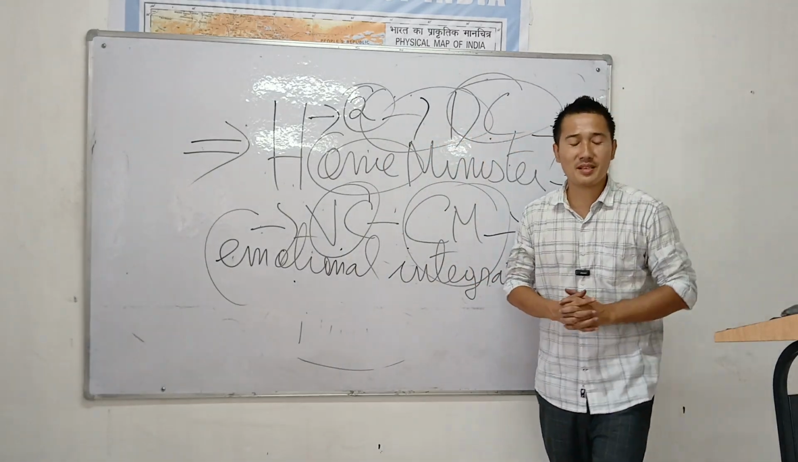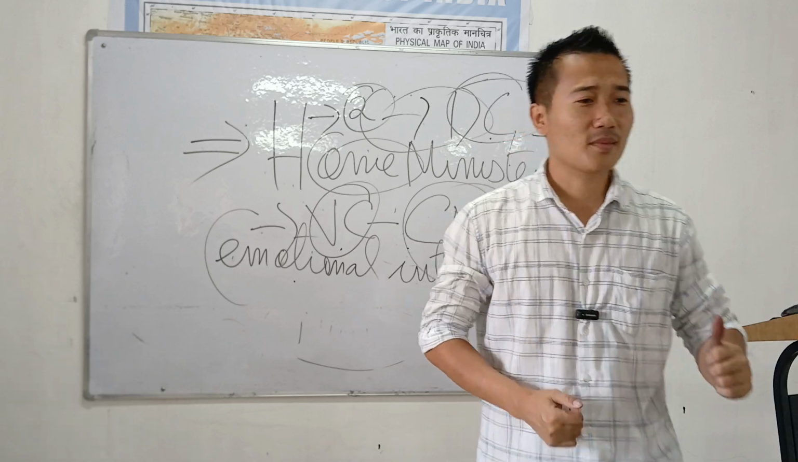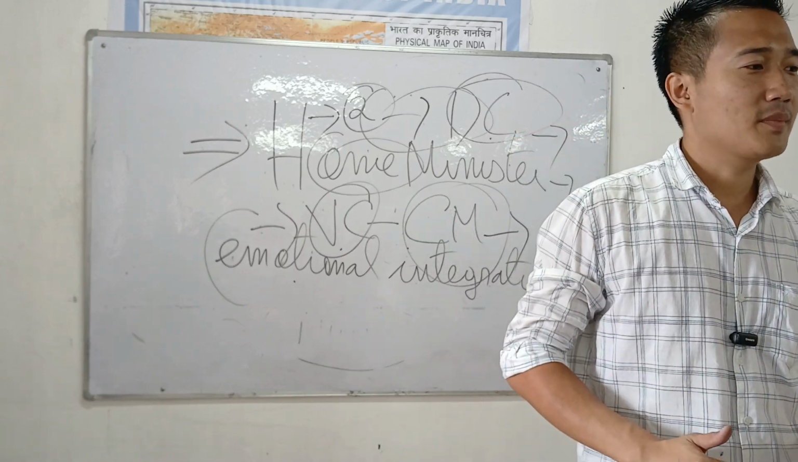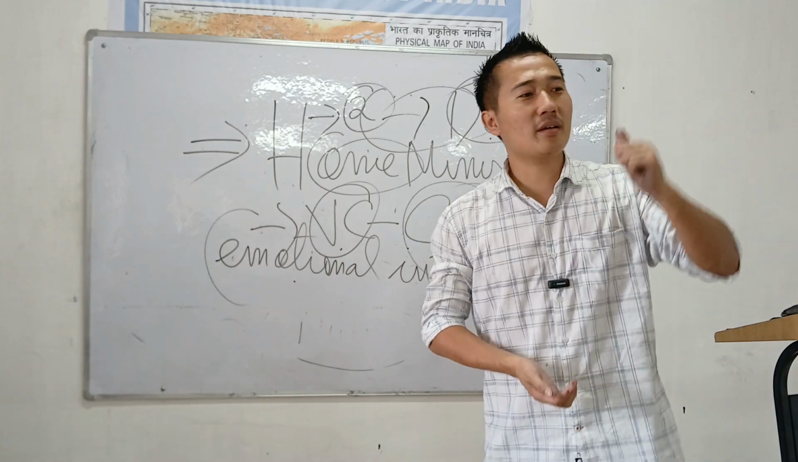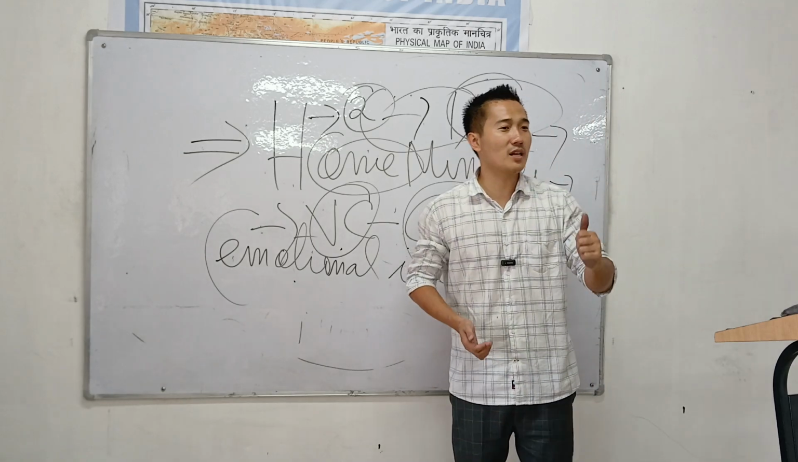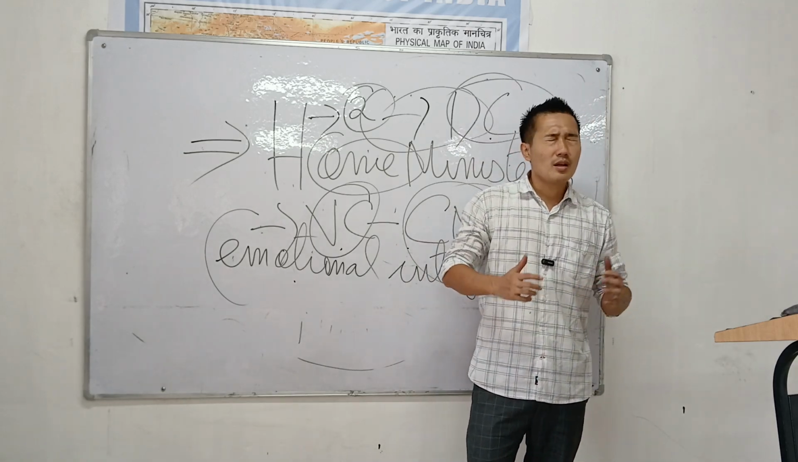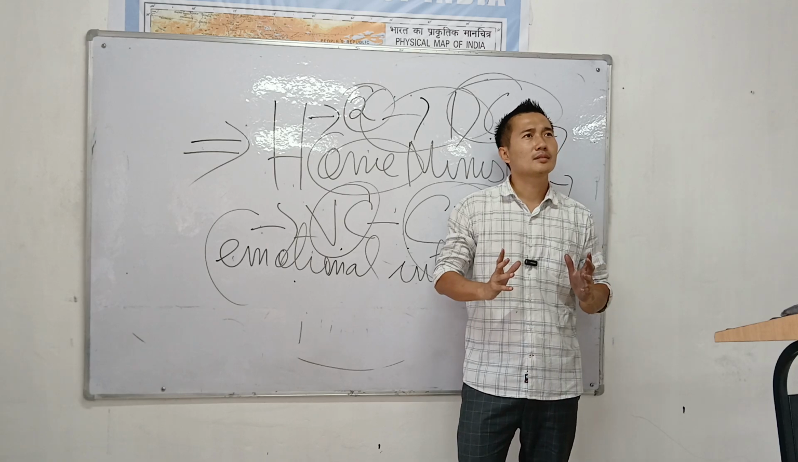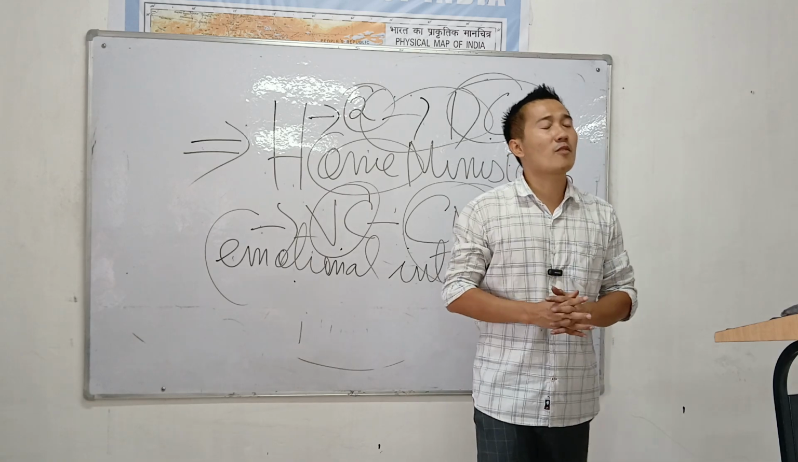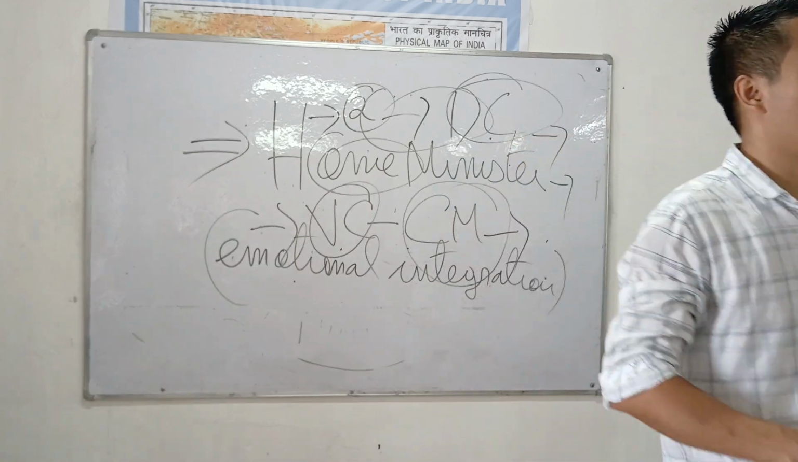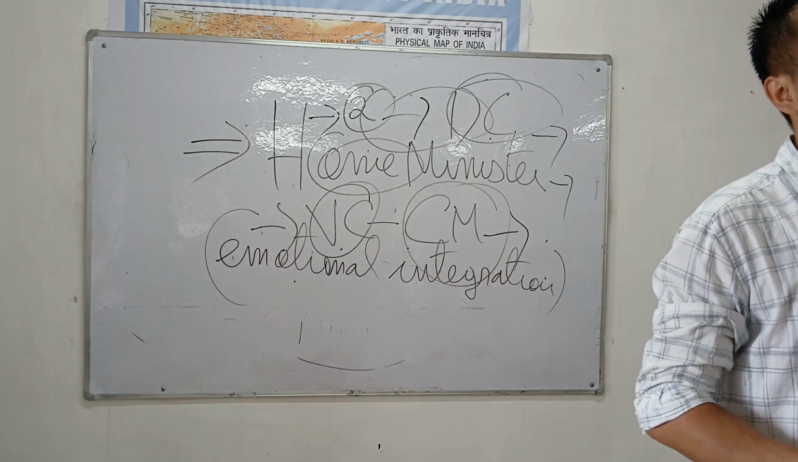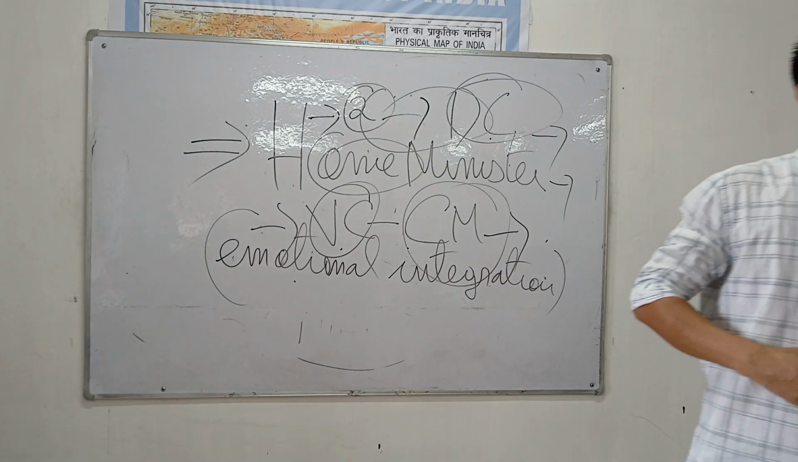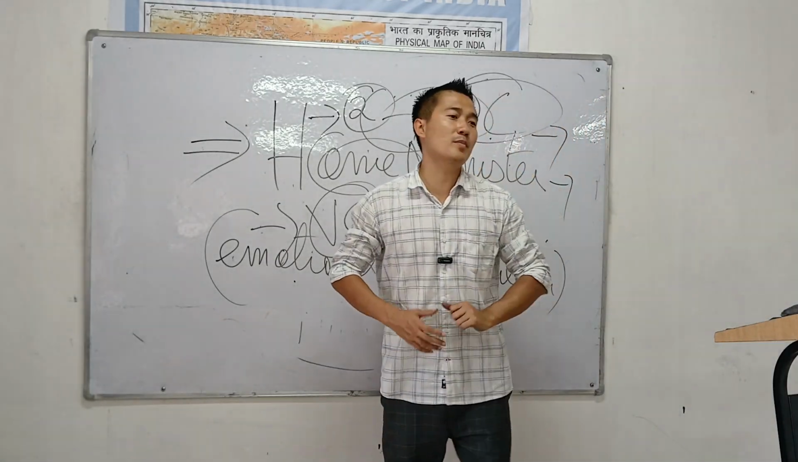Emotional integration means, suppose I speak Nagamese, but you speak Gujarati. You are from Gujarat, I speak Nagamese. So, especially the northeastern people feel like we are from different regions, right? We feel like we are from a different country. So, to stop that, we are all one people.